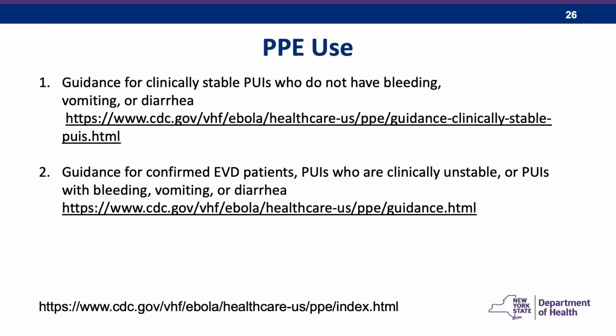This slide is another slide giving you some guidance for PPE use and some references. The first one is guidance for clinically stable PUIs who do not have bleeding, vomiting, or diarrhea. So this would correspond to the first column on the slide I showed you a few slides ago. And then the second one, number 2 here, is guidance for confirmed Ebola virus disease patients or PUIs who are clinically unstable or who have bleeding, vomiting, or diarrhea. And this would correspond to the second column on the slide that I showed you before.